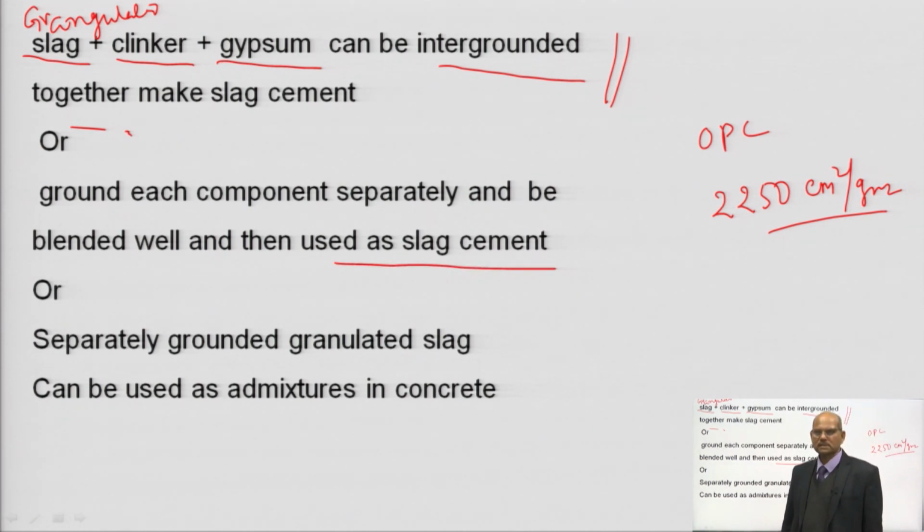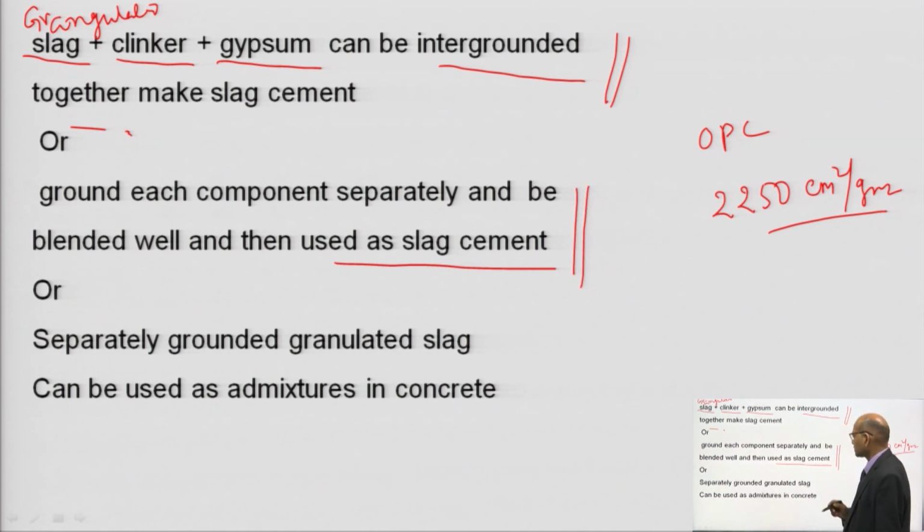In that case you can save more energy, because if you are grinding slag, clinker, gypsum together, the energy requirement is more. If you are grinding the granulated slag separately and clinker and gypsum separately and mixing each other, okay, then you can save more energy. So, that is also one of the possibilities.